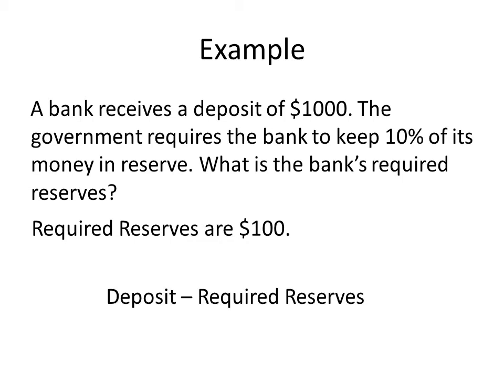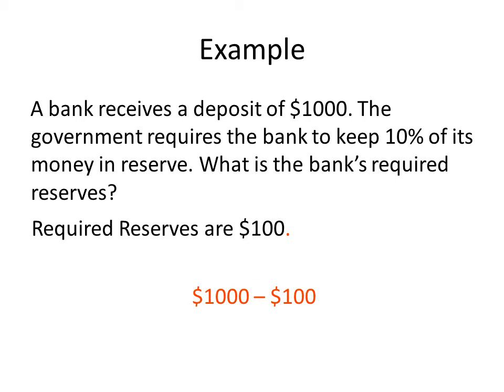We're going to do this by using the formula deposit minus required reserves. In this case, the bank receives a deposit of $1,000, and so we will substitute that in for the deposit in the formula. Substituting the $1,000 into the formula for deposit, our next step is to put in the amount of money that the bank is required to keep on hand. In this case, the required reserves are $100. So we substitute $100 into the formula.